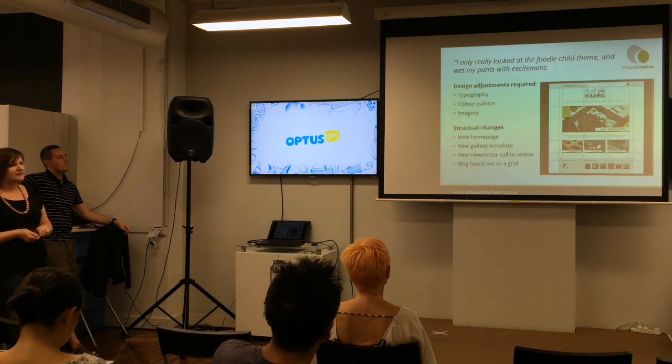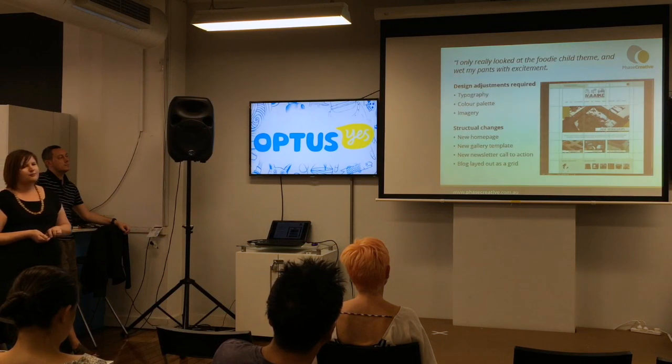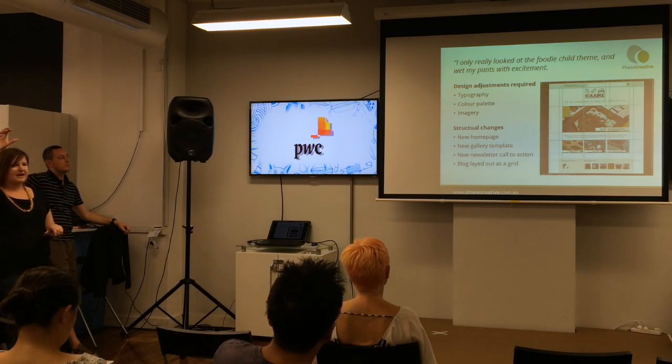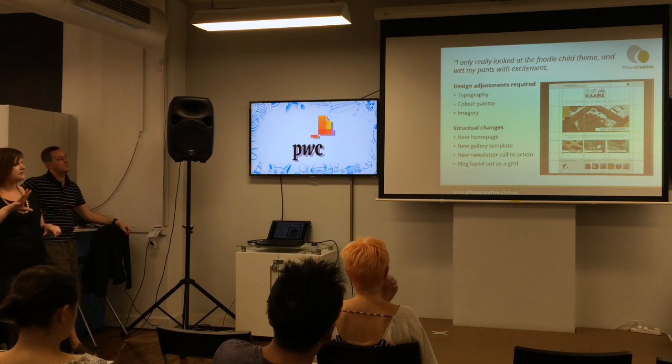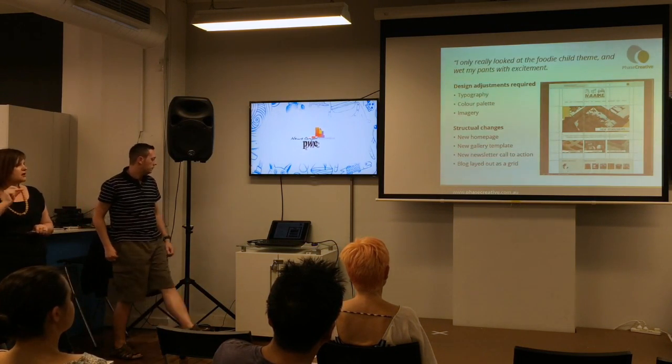The main changes for the design were typography, colour palette, imagery, and the structure changes, which were quite big in this one: a new homepage, a new gallery template, and a newsletter call to action on the homepage, because it was no longer just a page with a sidebar where the newsletter could sit nicely. The blog also needed to be laid out as a grid.